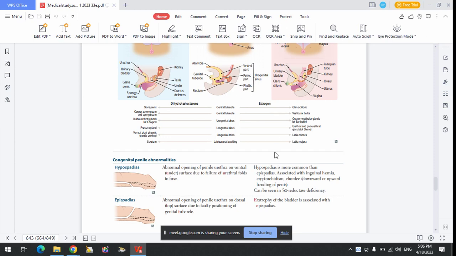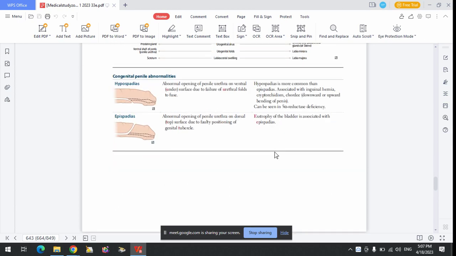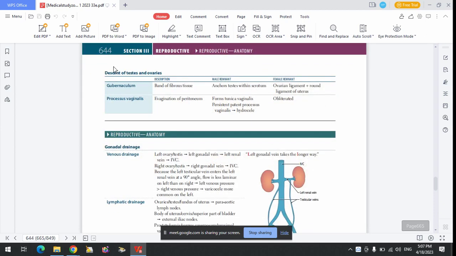Exstrophy of the bladder, epispadias, they occur, they go together. Once you see epispadias, you want to rule out exstrophy of the bladder because of their positioning. Okay. So how do the testes and the ovaries descend?